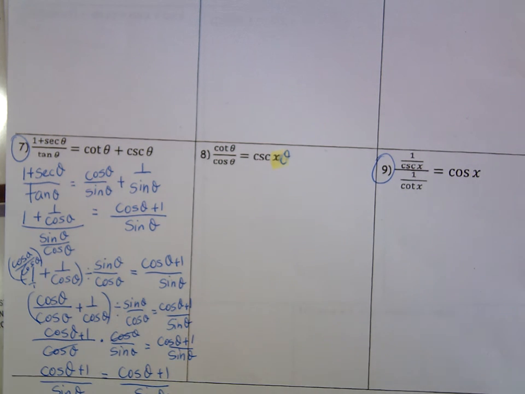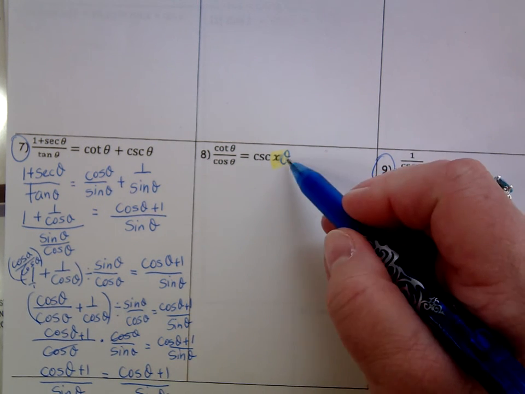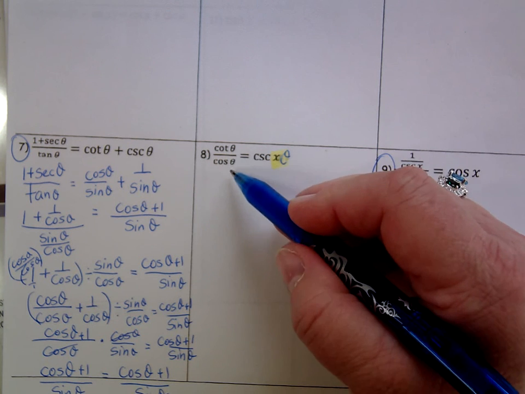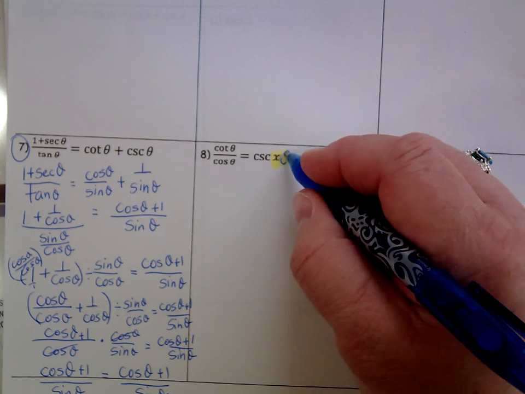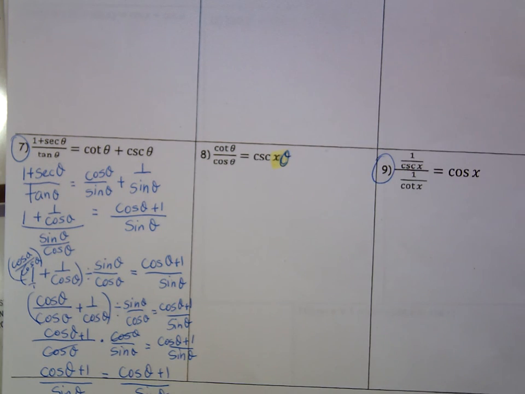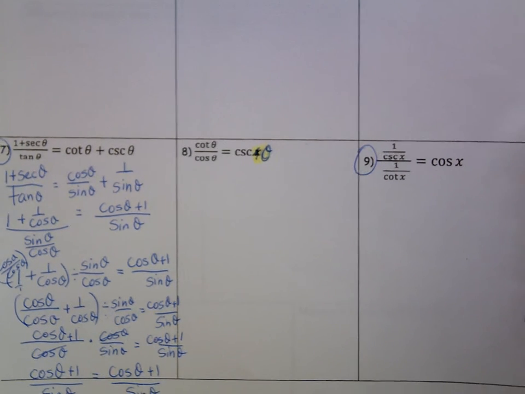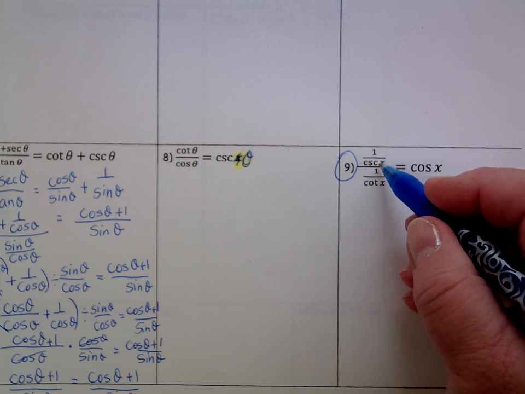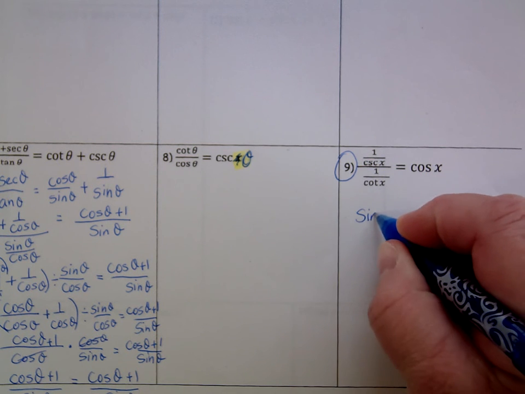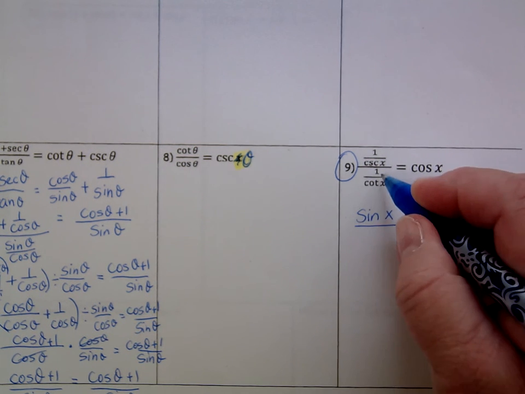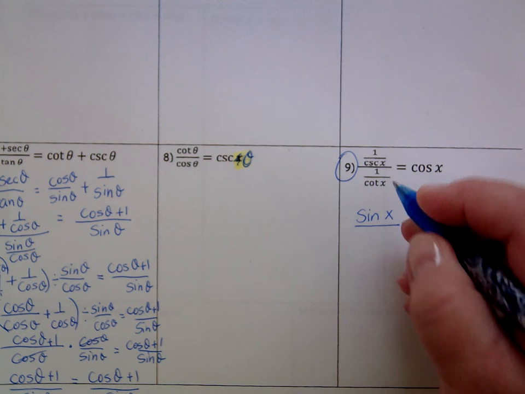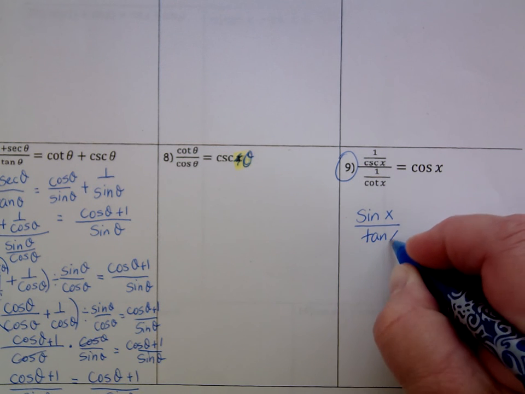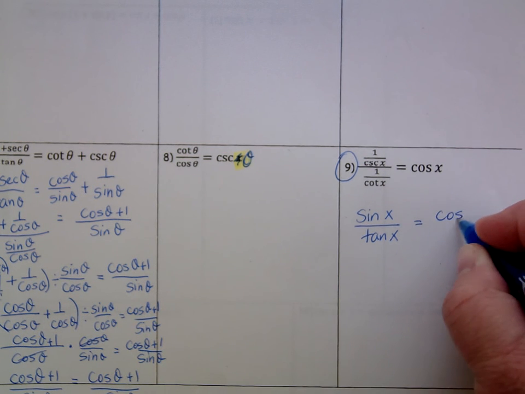Number 8, there's a typo. They should all be the same values, whether it's thetas or x's, so change this x to a theta. Forget about the x. Number 9 is another one that I want to look at with you. Number 9, if I think reciprocals, 1 over cosecant is the same thing as the sine. 1 over cotangent is the same thing as tangent. And I'm supposed to make them equal to cosine.